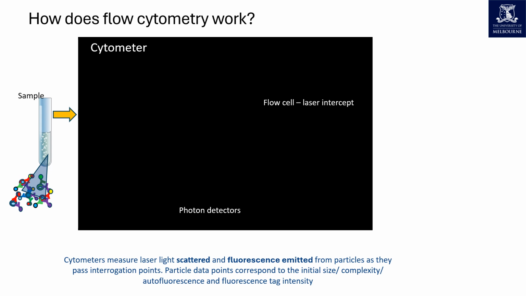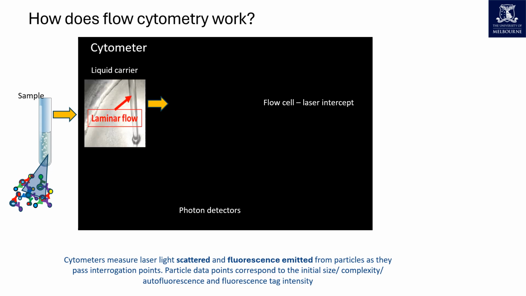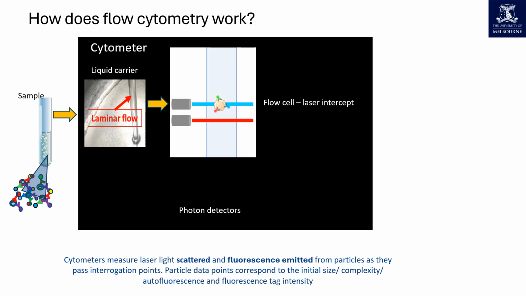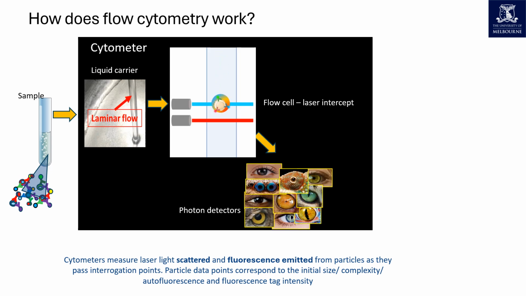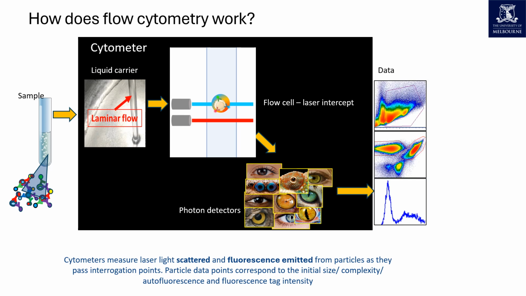Your sample is loaded into the sample input point where it is carried by sheath fluid, either water or saline, into the flow cell and past lasers. The action of particles passing lasers causes light to scatter or fluorescence to be emitted. This scatter and emission are captured and measured by detectors, and the data is presented in the form of histograms and bivariate plots. Analyzed particles are carried to the waste container.